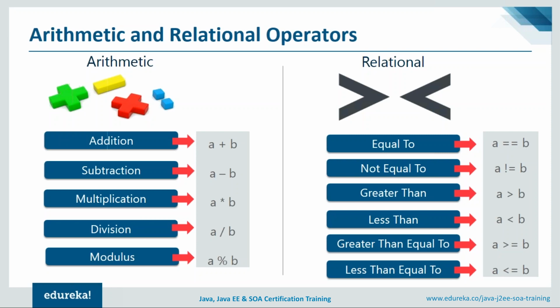Now, when you talk about relational operators, you have equal to, not equal to, greater than, less than, greater than or equal to, and less than or equal to. Double equal to is always used to compare. Relational operators are mainly used in conditional statements, which we'll be discussing further, and are used to check the relation present between the two operands.